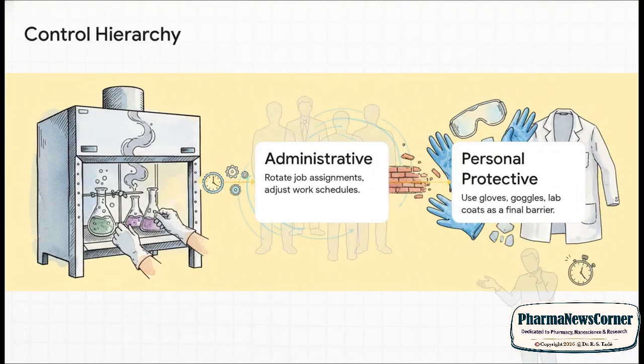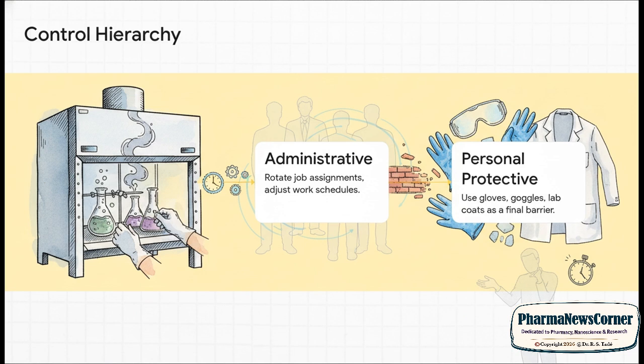So here's how it works. At the very top, the best possible solution are engineering controls. Think fume hoods or special ventilation systems. Things that physically remove the hazard from your space. A step down from that, you have administrative controls. This is about changing how people work, like rotating jobs or limiting work hours in a certain area. And then, at the very bottom, as the last line of defense, you have PPE, personal protective equipment. Your gloves, your goggles, your lab coat.